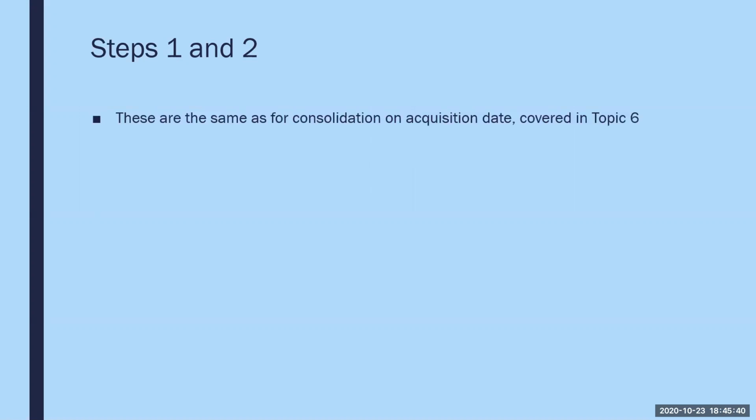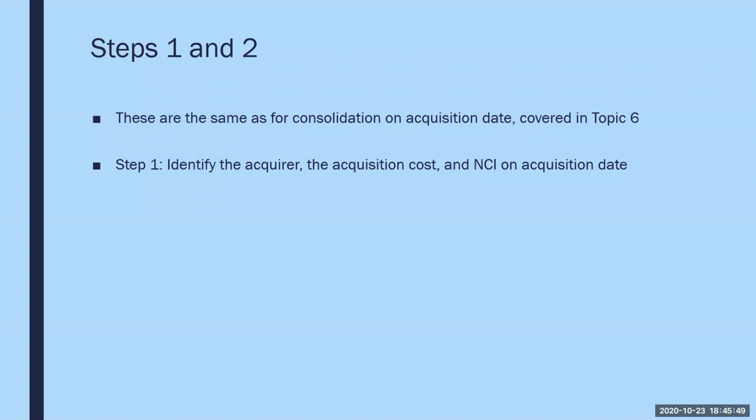Looking at steps 1 and 2, we've seen these steps earlier, consolidation on acquisition date, which was covered in topic 6. Step 1 is about identifying the acquirer, the acquisition cost, and non-controlling interest on the date of acquisition. Recall that sometimes when the business combination is completed by way of exchange of shares, the outcome might be a reverse takeover. Most problems that you'll come across will not throw that curveball at you.